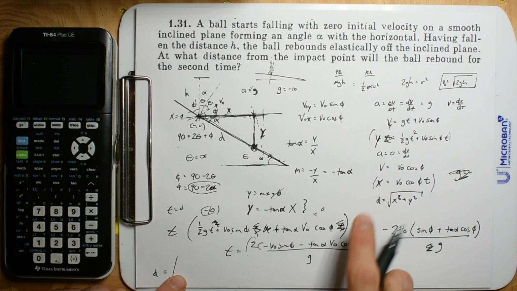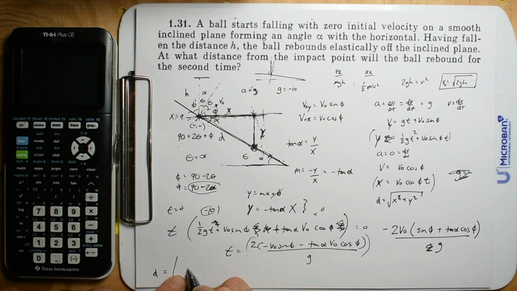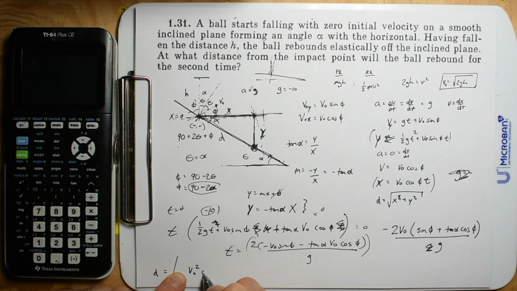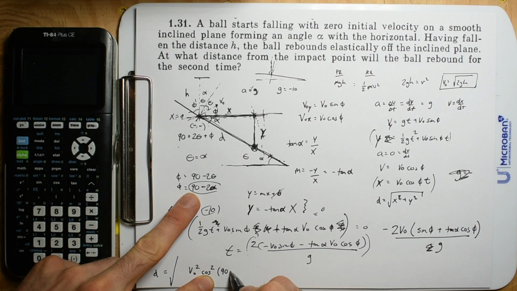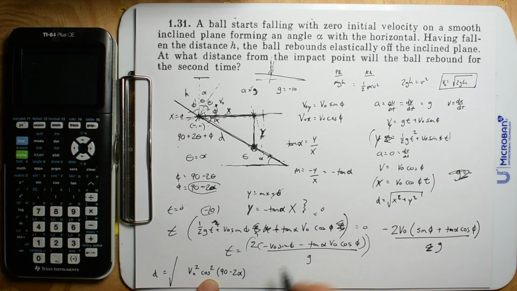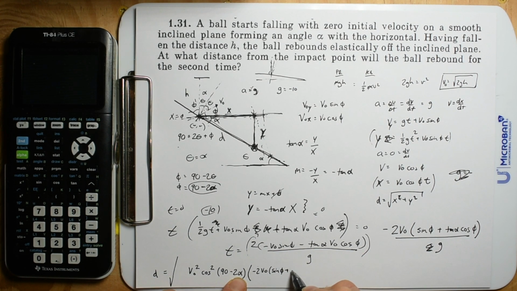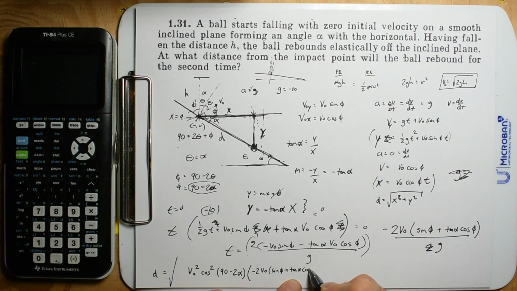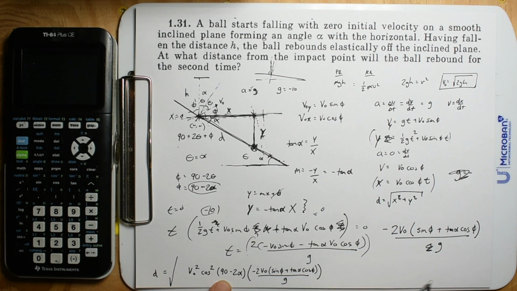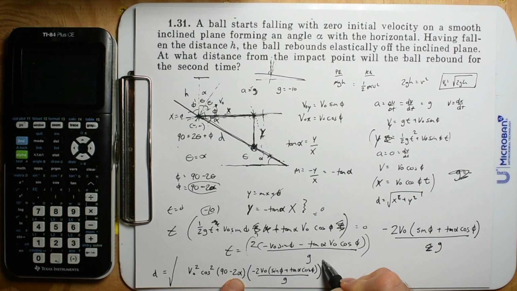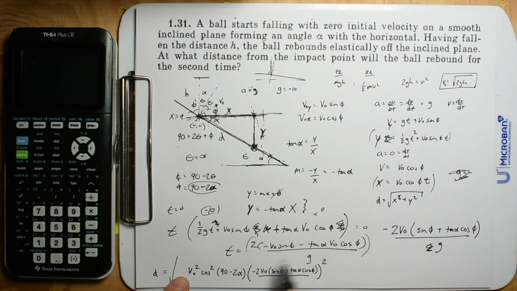So we have x squared. So we're going to have the square root of v naught squared cosine squared phi. We'll just write 90 minus 2 alpha times t. So that's going to be negative 2 v naught sine phi plus tangent alpha cosine phi, divided by g. And guess what? Did I already mess up? Well, this is going to be squared too. So, cosine squared, and then this is going to be squared. Instead of squaring the entire thing, I just did it piecewise.